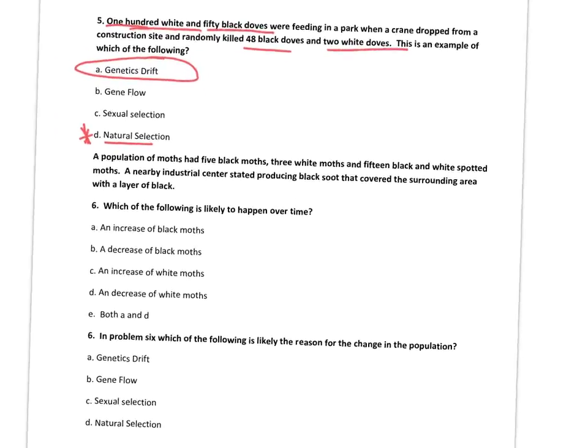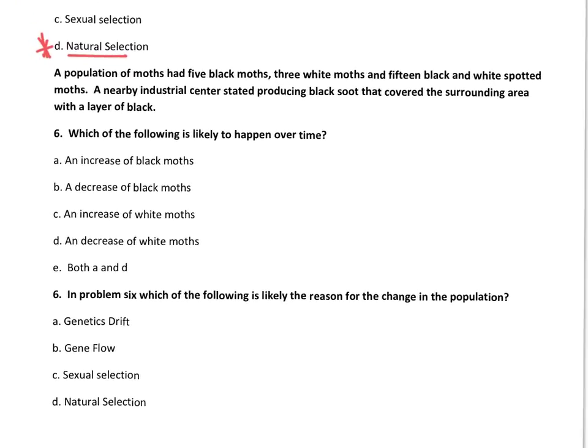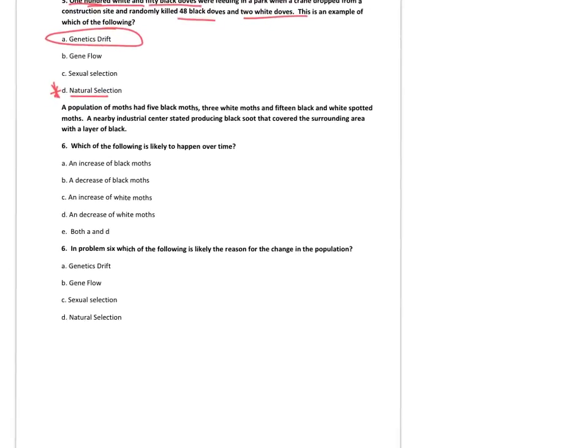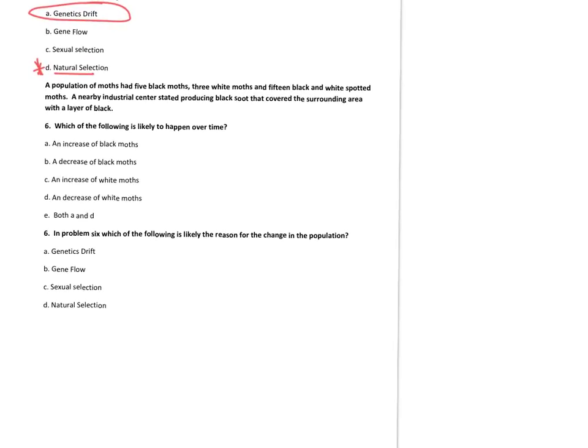All right. A population of moths. There are black moths, white moths, and black and white spotted moths. 5 black ones, 3 white ones, 15 black spotted ones. All of a sudden you change the environment. The change in the environment is soot. People are starting to make a lot of dirt. Soot is dirt, black dust. It turns everything black. This happened in England, by the way. Okay, guys, focusing. Black dust covers everything.